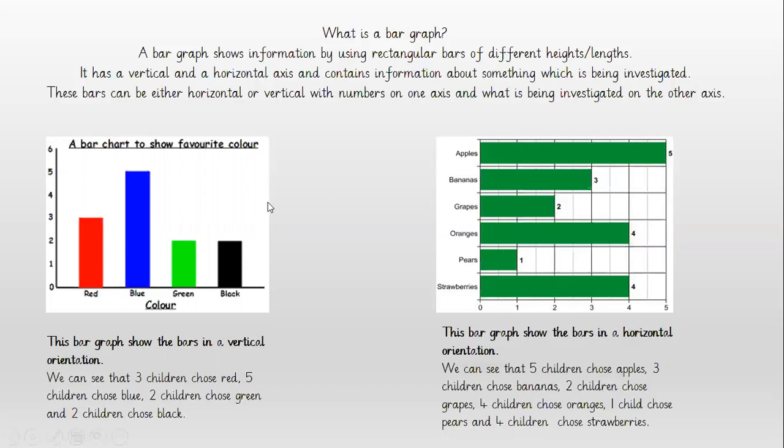If I look at the first bar graph over on this side, this is bars in a vertical orientation. We can see that 3 children chose red, 5 chose blue, 2 chose green, and 2 children chose black. And if we look at the bar graph on the right hand side, this shows bars in a horizontal orientation. We can read the bar graph to see that 5 children chose apples, 3 chose bananas, 2 chose grapes, 4 chose oranges, 1 chose pears, and 4 children chose strawberries.